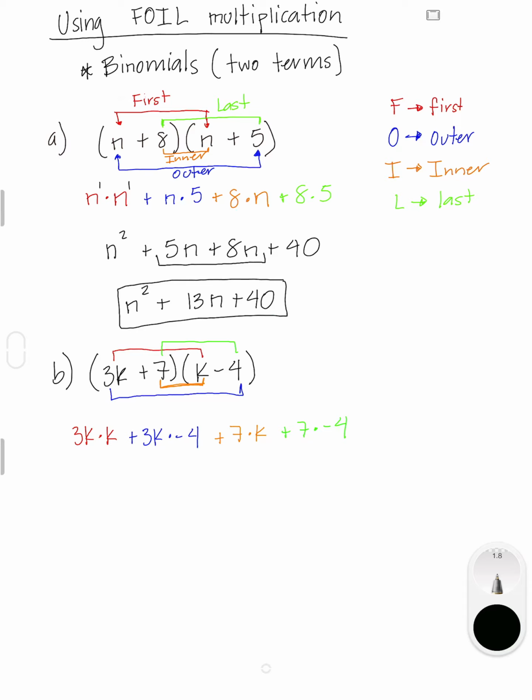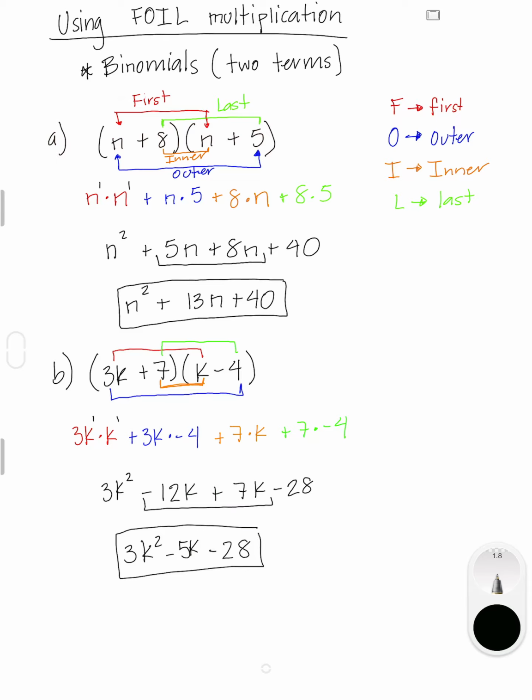Once we multiply, we have 3k times k, that will be 3k to the second power, because the k values have an exponent of 1. And then 3k times negative 4 is negative 12k, plus 7k, and positive 7 times negative 4 is negative 28. We combine the terms in the middle, because those are the like terms, so it becomes 3k squared minus 5k minus 28. So that's how we multiply by using the FOIL method.